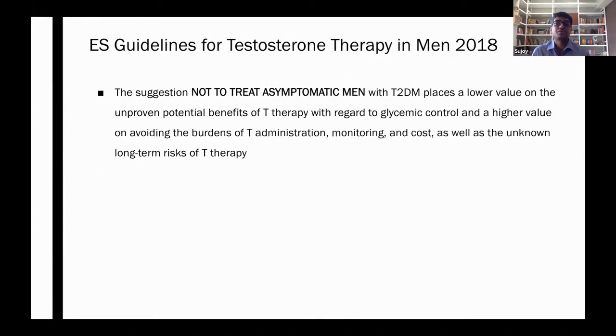If you look at the Endocrine Society guideline, the suggestion is not to treat asymptomatic people with type 2 diabetes. The reason being that we are still not very sure that if the testosterone levels are low and the individual has no symptoms, there is any extra benefit of treatment, given that we are still very unsure, number one, about the possible long-term risks of therapy, and of course the costs, and the costs of monitoring and administration of the drug.